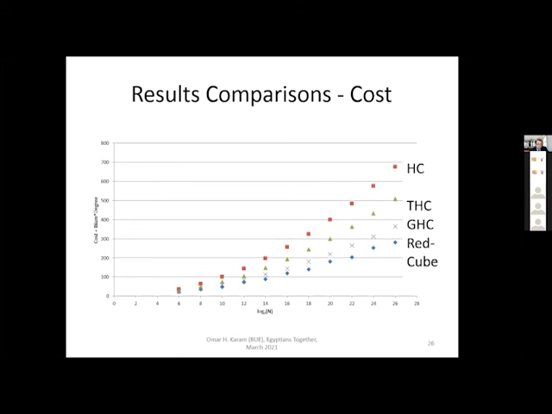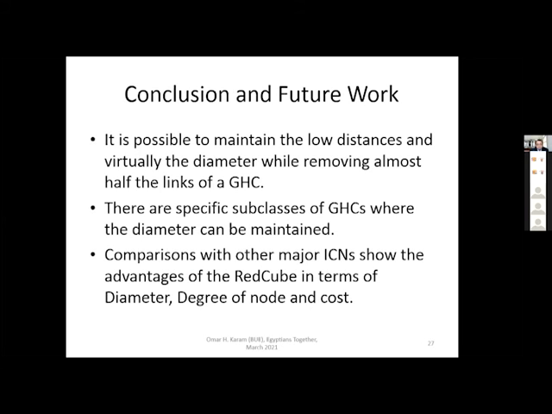This is the cost, which is just the diameter multiplied by the degree. That's to balance both parameters. And it is possible, this is my conclusion, and where I ask for cooperation actually, and I identify the areas where I need cooperation if you are kind enough. So it is possible to maintain the low distances and virtually the diameter while removing almost half the links of a generalized hypercube.